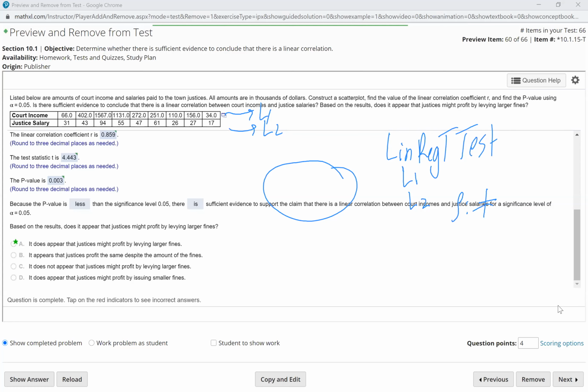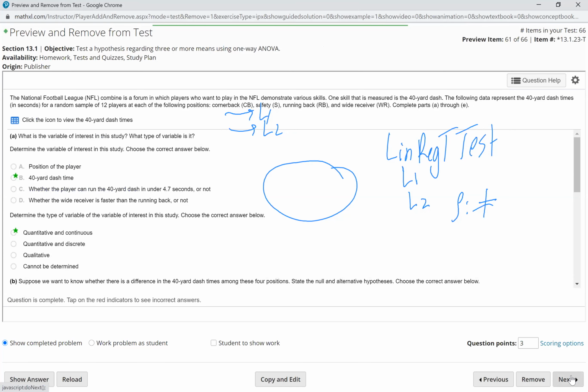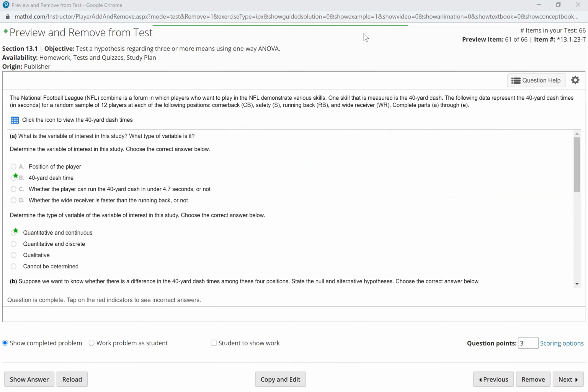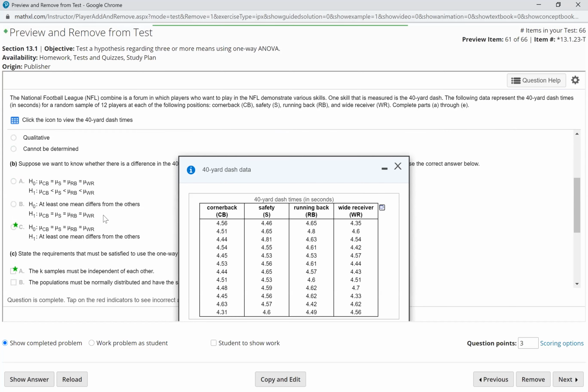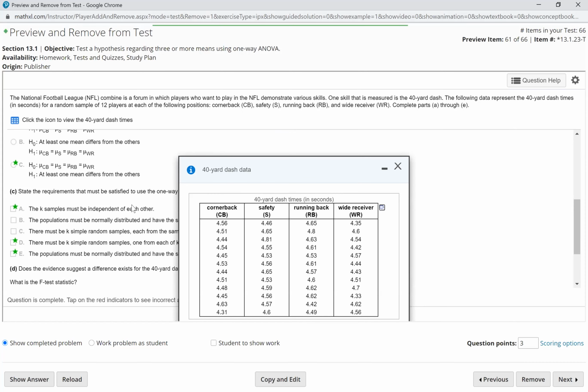And next. Let me just clear here and see what this one is. National football, okay, let me see. Oh, it is an ANOVA test, guys, but it's a lot of data entry. You have to do L1, L2, L3, L4, and run the test again.